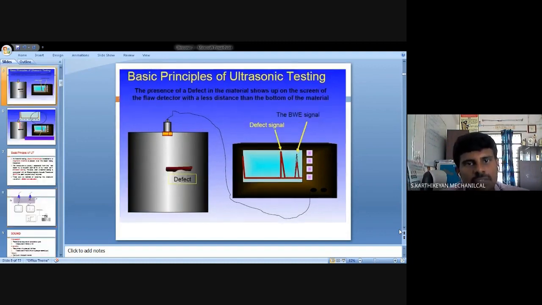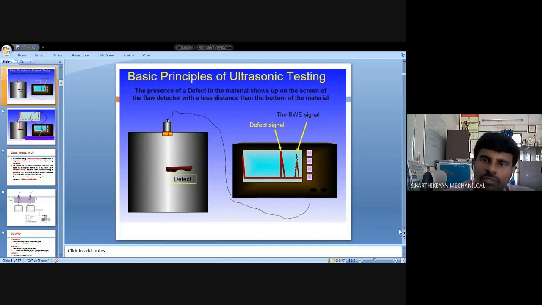Here, a defect is found inside the material, which means we get a defect signal, right? The peak of the signal shows where the exact defect is. Initially we see the front wall signal, the second curve indicates the defect signal, and the third signal indicates the back wall echo.